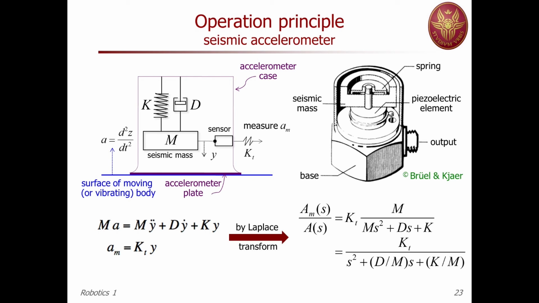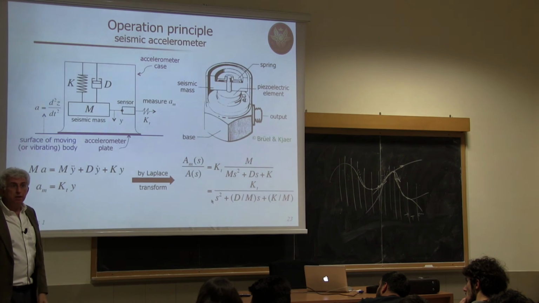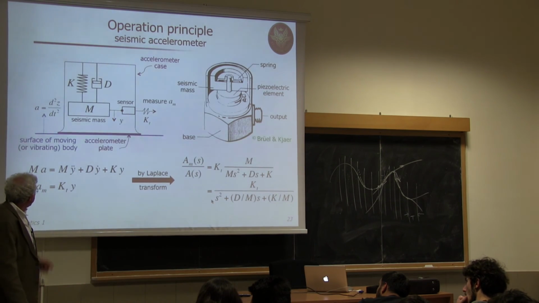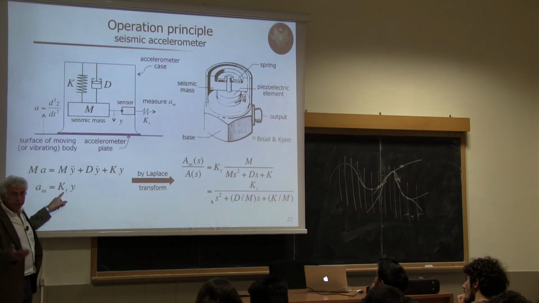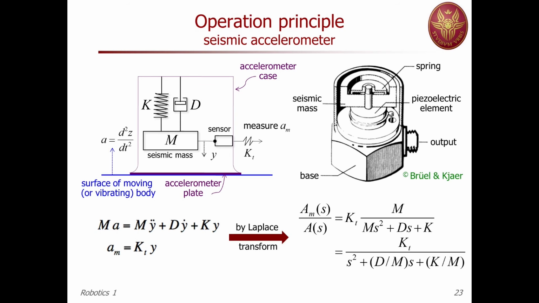And while this mass is oscillating inside the accelerometer, this is governed by its inertial force, the damping, and the stiffness, with respect to y equals 0, which is the equilibrium of the spring. So in that case, there's no force. And then proportional in a linear domain to this deformation y, we have the measurement am. Okay, very, very simple as principle.